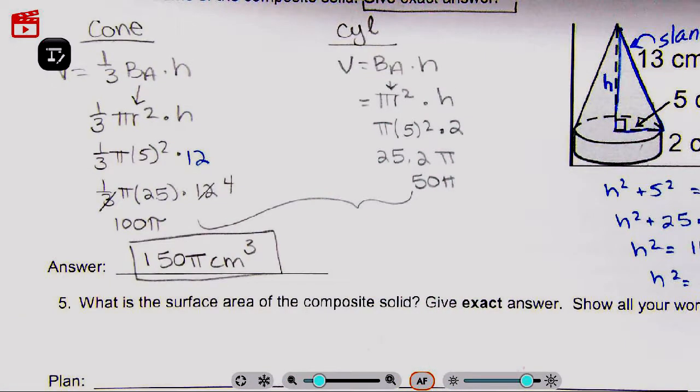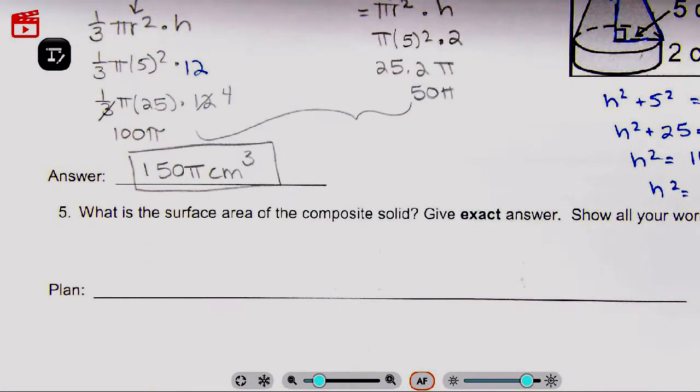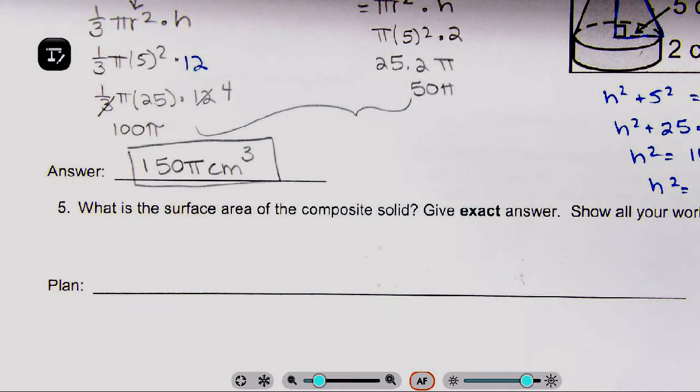What is the surface area of the composite figure? Give exact answer, show your work. Now the plan is just, hey, what is the plan? How are you going to go about solving this? So my plan is this. I'm going to need the surface area of a cylinder, and I'm going to need the surface area of a cone. However, there are things missing.